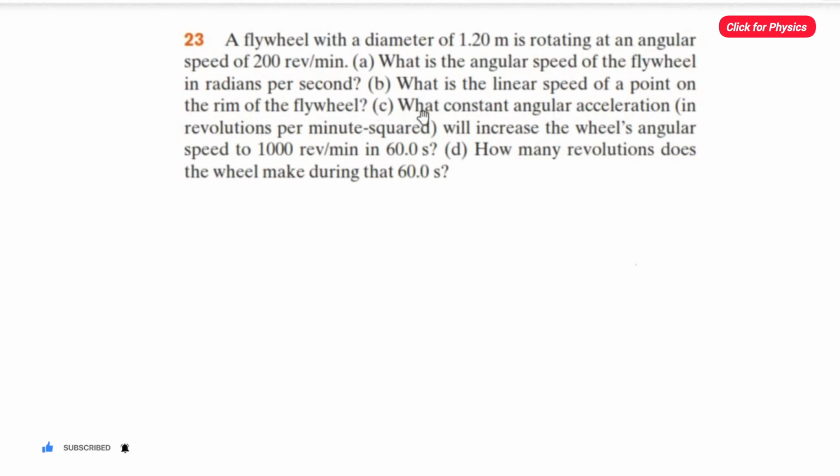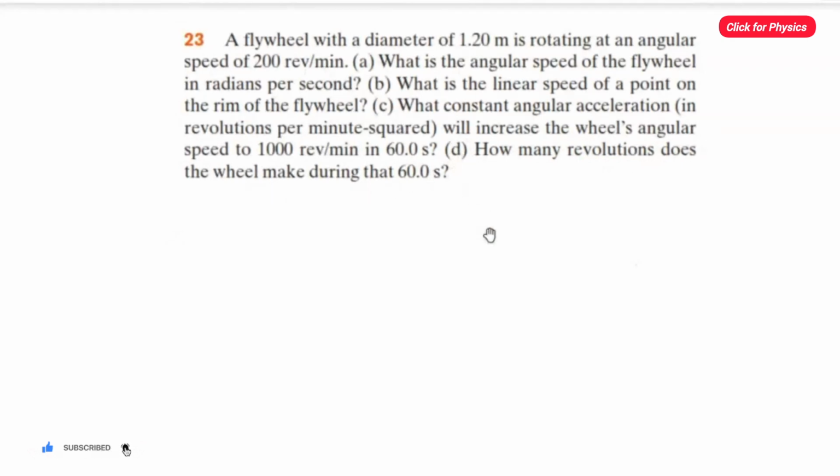And the third question is, what constant angular acceleration? This angular acceleration should be in revolutions per minute square, so we have to give the answer in terms of alpha in revolution per minute square. What constant angular acceleration will increase the wheel's angular speed to 1000 revolution per minute in 60 seconds? And the last question, how many revolutions does the wheel make during that 60 seconds?